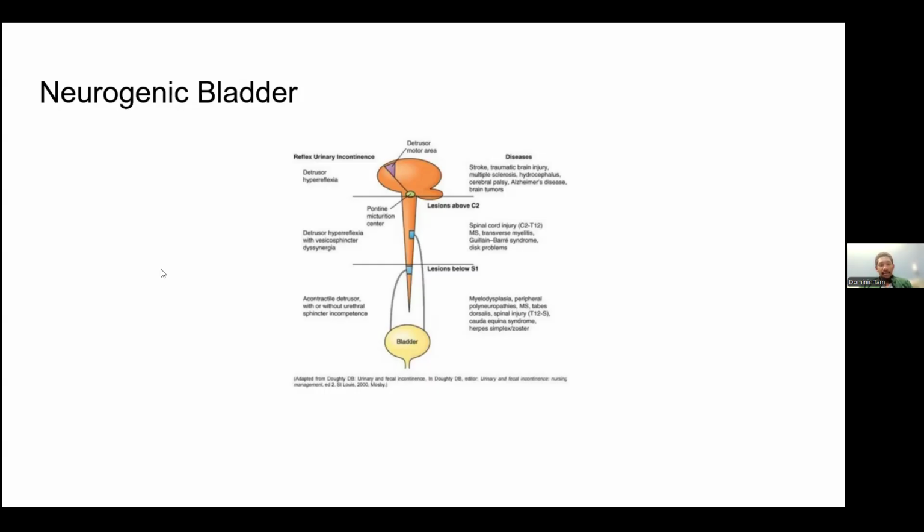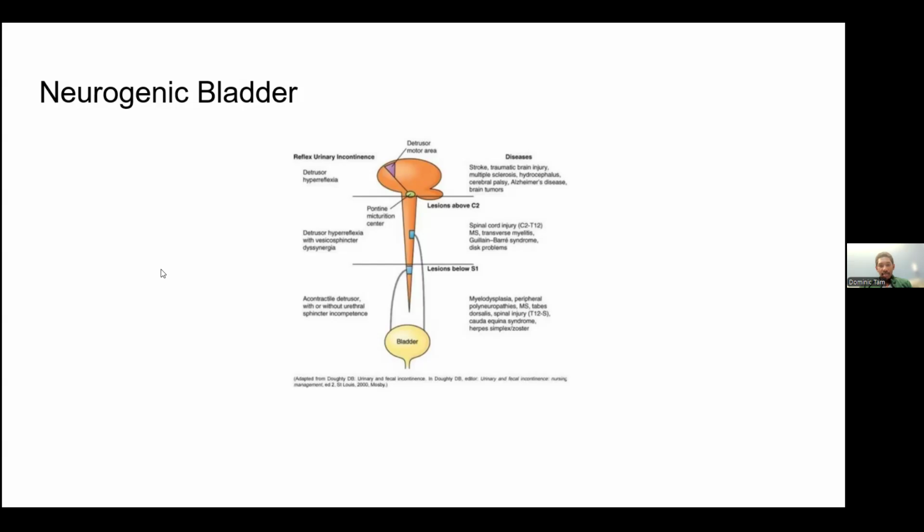So, neurogenic bladder is best classified according to the level of the neurological lesion and the resulting pattern of detrusor and urethral sphincter function. So, suprapontine lesions above the pontine micturition center, such as a stroke, Parkinson's disease, traumatic brain injuries, produce detrusor hyperreflexia due to loss of cortical inhibition. So, although involuntary detrusor contractions occur, coordination between the bladder and the external urethral sphincter is preserved, resulting predominantly in storage symptoms, including urgency, frequency, and urge incontinence.